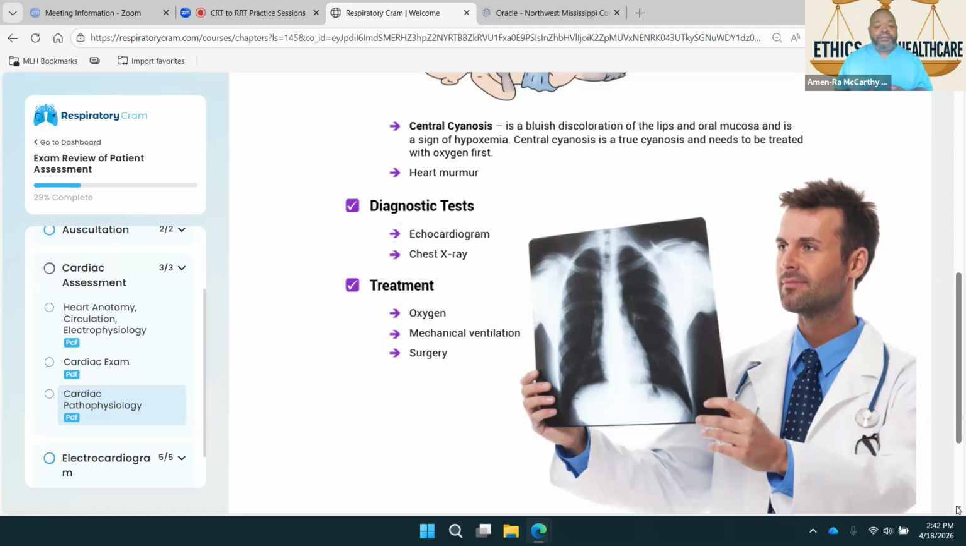And then how do we treat congenital defects? With oxygen, mechanical ventilation, and surgery. When somebody has transposition of the great vessels, we have to go and switch them, okay? We got to switch them back and get them working right.